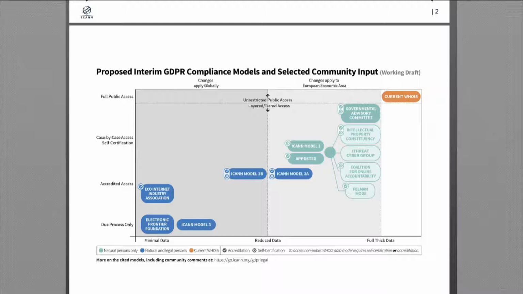Thank you, John. Our next question comes from Jeff Newman. Will ICANN assist contracted parties in the case that the ICANN interim model is deemed to be non-compliant and there is an enforcement action taken?